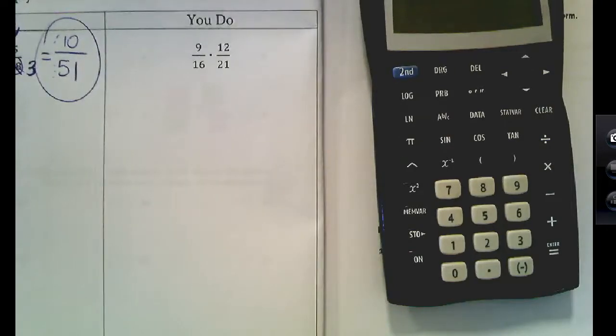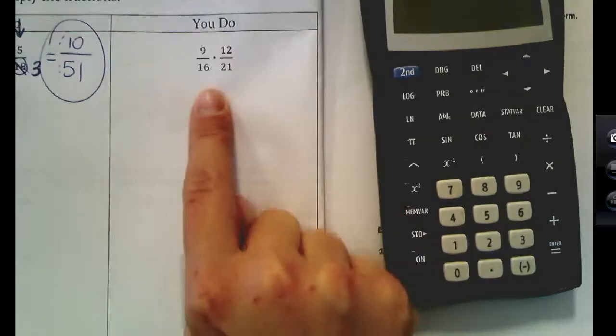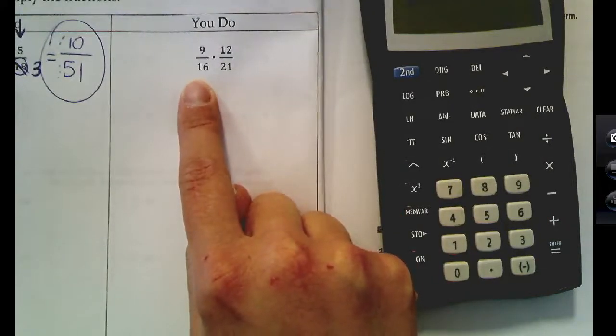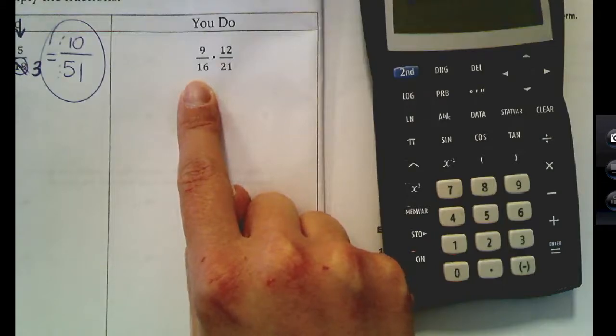So who can raise their hand and tell me what we can do to make our multiplication much easier for ourselves? What are you trying to do? Trying to cross cancel. Go ahead and circle the numerator in your first fraction. Circle your numerator. And what number did you guys circle? 9. Good.